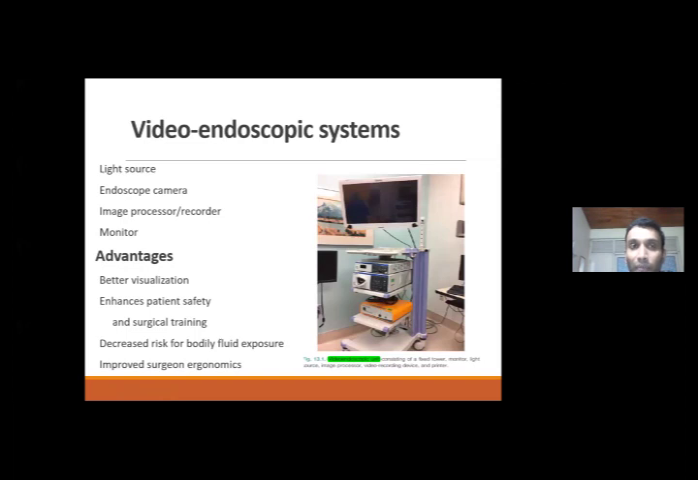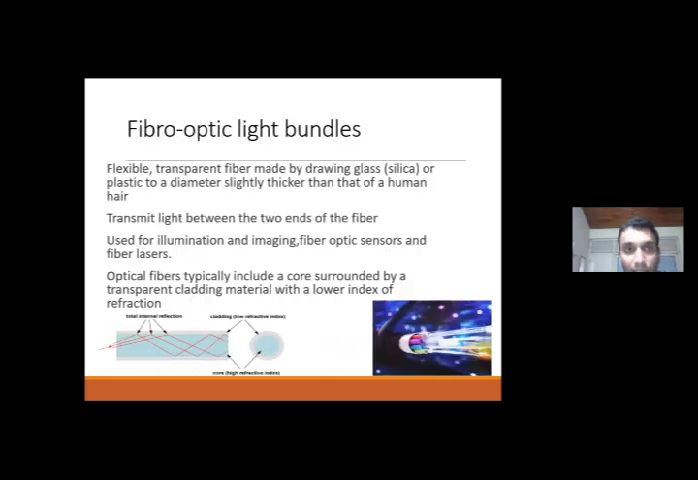So the video endoscopy system consists of the light source, endoscope camera, image processor, recorder, and the monitor. The advantages of the endoscopy system are better visualization, enhanced patient safety and surgical training, decreased risk of bodily fluid exposure, and improved surgeon ergonomics.